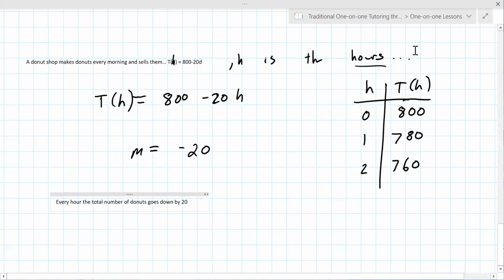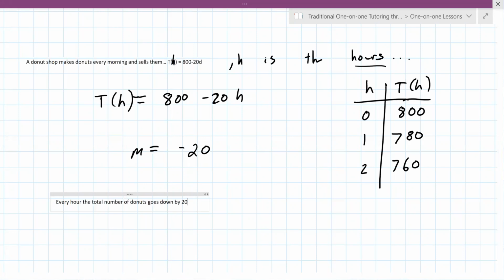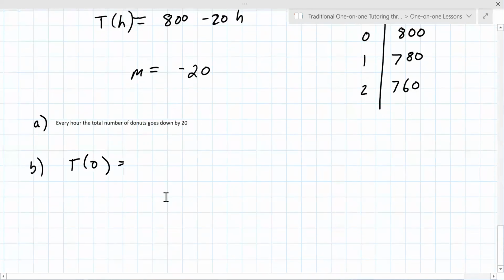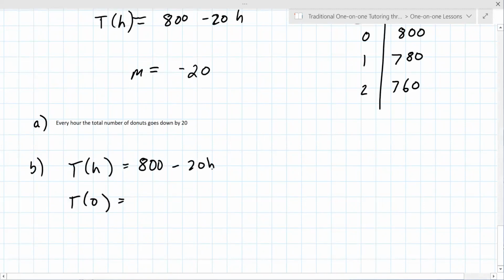Okay, great. Now, let me go back. So let's find T of 0. That was part A. Part B is, what is T of 0? We already have that over here, but you find that by taking the original equation, T of H. So it would just be 800 minus 20 times 0, which is 800. And then let's interpret it. What does that mean? H is the number of hours that it's open. If there's no hours open, that means there's just 800 donuts.